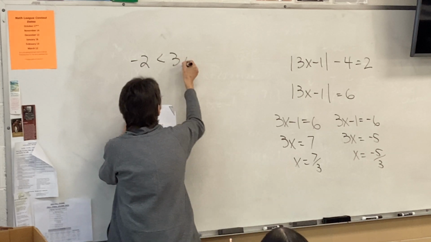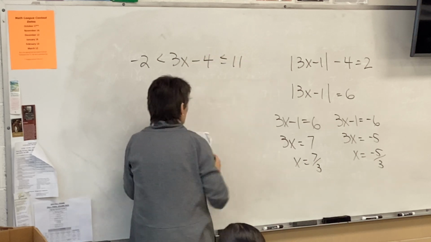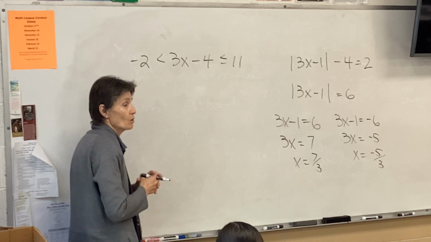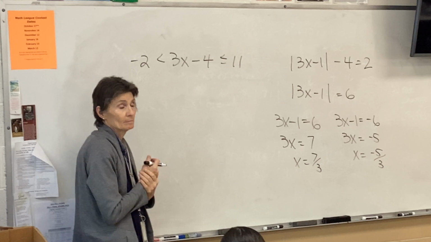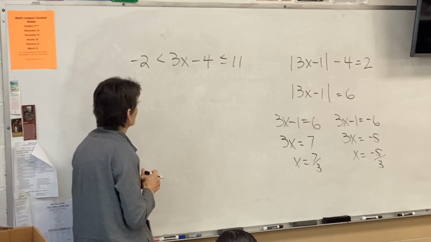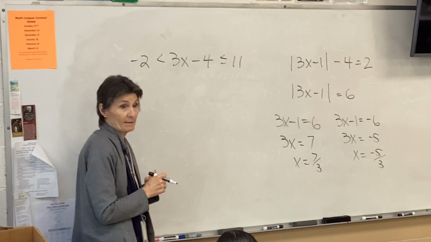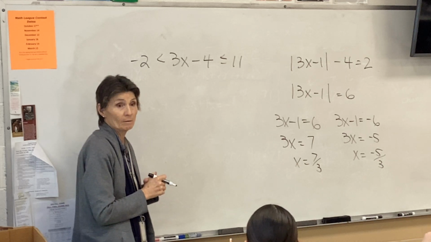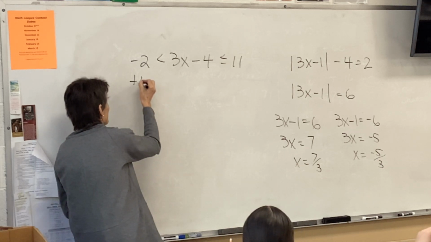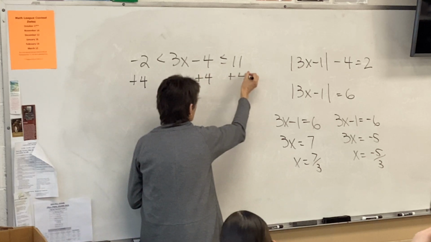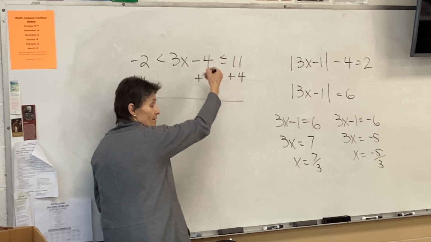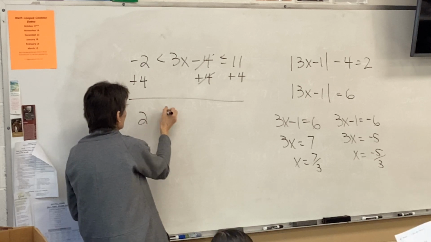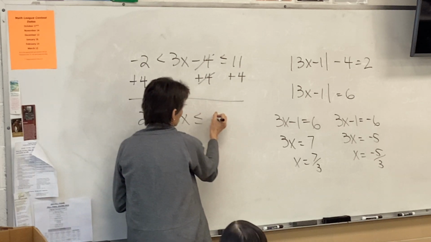Alrighty, now we have an inequality. So what's your thought on solving this? Well, I would like to get that x all by itself. I would like to have just x in there. So maybe I will add 4. So I'm gonna add 4 all the way across. Now, what happens here when I do that? Isn't that gone? So now I have 2 less than 3x less than or equal to 15.